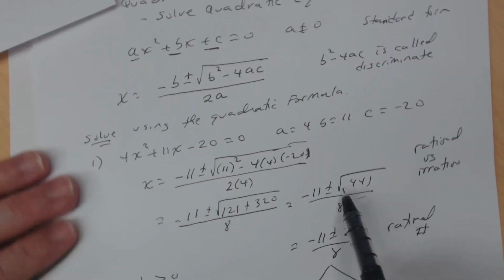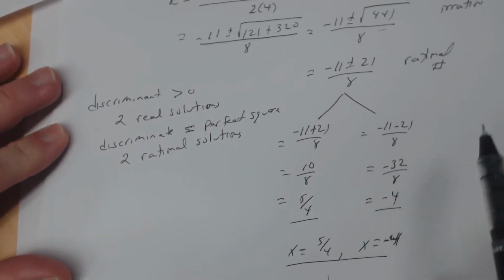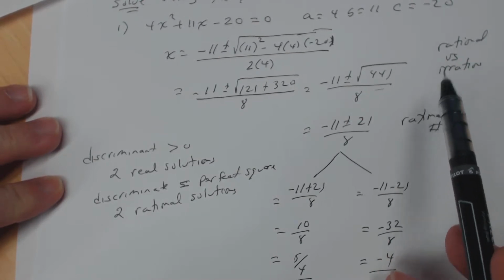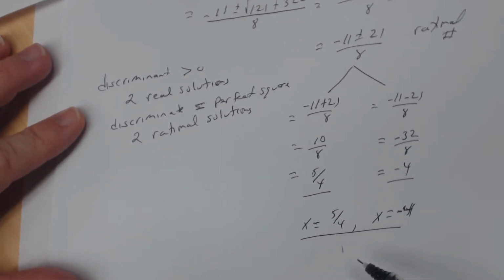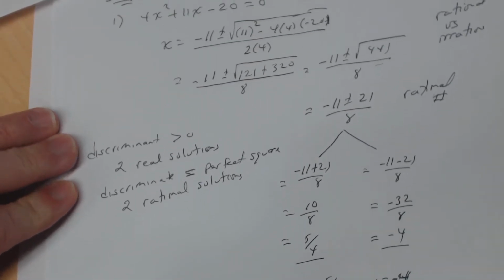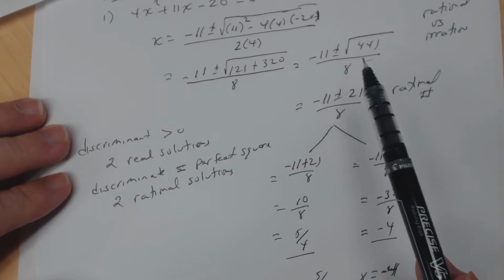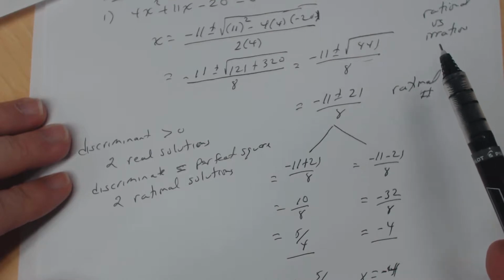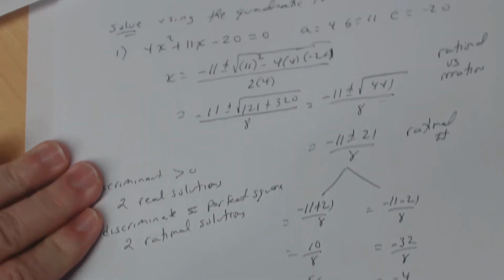Since the discriminant was positive, I'm going to end up with two different real solutions. In particular, since the discriminant was a perfect square, that's where you say rational or irrational. Since it's a perfect square, these two real solutions are rational solutions. That's how it looks. In another lesson, we're going to do one where the discriminant is not a perfect square. In that case, you're going to get an irrational number, and you're going to write it differently. It'll look a little bit different.